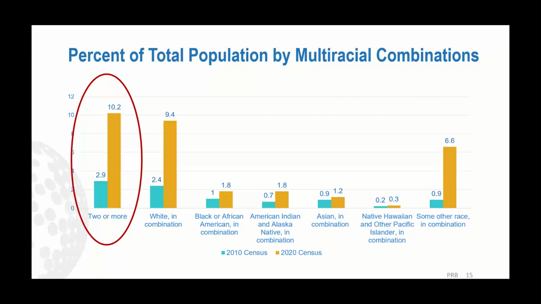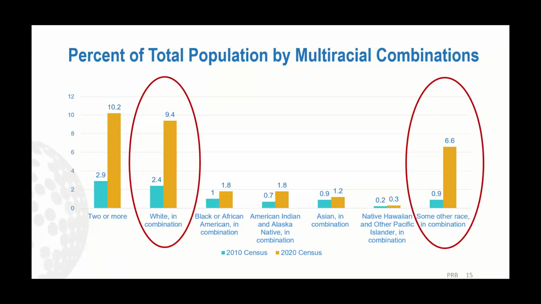In the 2010 census, nearly 3% of the population was classified as multiracial. In 2020, the share increased to over 10%. Breaking down the multiracial category into different combinations, we can see that the large increase in the multiracial population is driven by people who identify as white and at least one other additional race, as well as people who identify as a race not listed and at least one additional race. So this means that not only has the size of the multiracial population increased, the composition of the population has also changed relative to 2010.